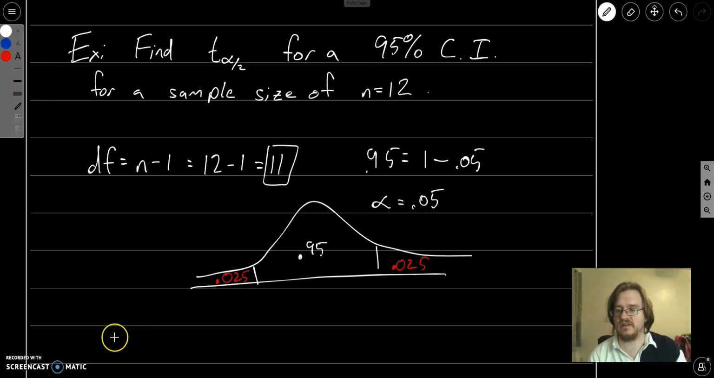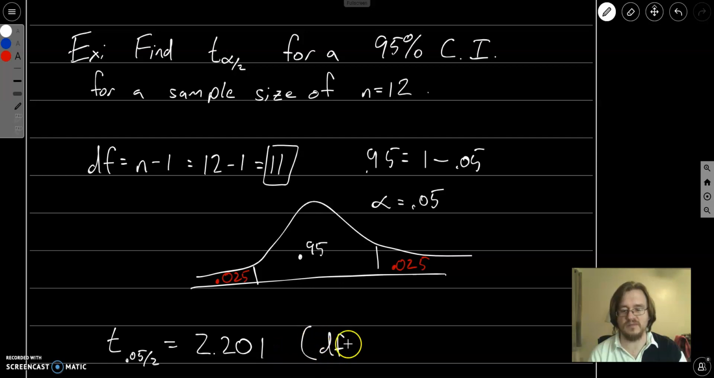So let's write this down. So my t-score for my alpha, 0.05 divided by 2, is going to be 2.201, where the degrees of freedom is equal to 11.